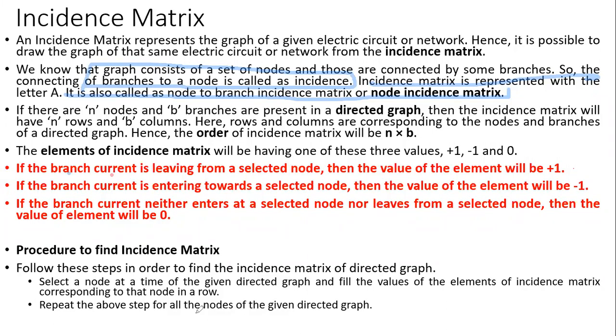So now the procedure to get the incidence matrix is, you should know these three things. If the branch current is leaving the node, then the value of the element will be +1. If it is entering towards the node, it will be taken as -1. And if it is not connected to the node, it will be taken as 0. So it will be a matrix.